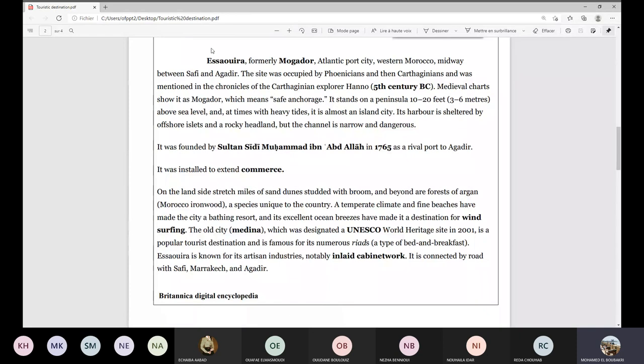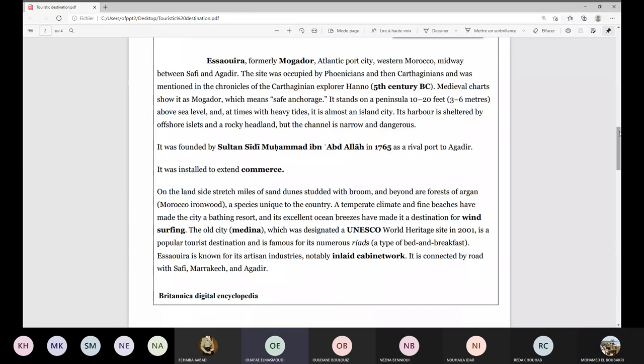Okay, a volunteer to read the first paragraph. Students? Yes, sir. Okay, a volunteer to read the first paragraph. Sir? Okay, go ahead.